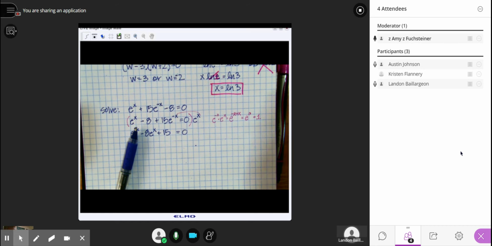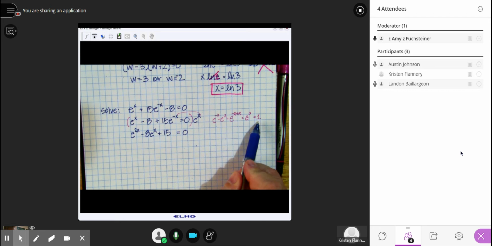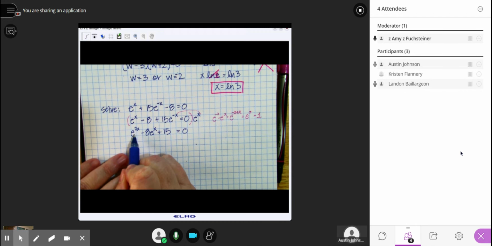Because any number to the 0 power is 1. It's not that it's nothing. It's that the power rules work to our advantage to cancel or eliminate the e to the negative x. Now I have a quadratic, e to the 2x minus 8 e to the x plus 15.